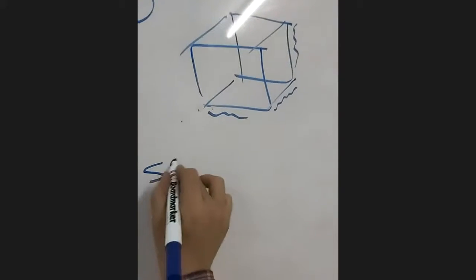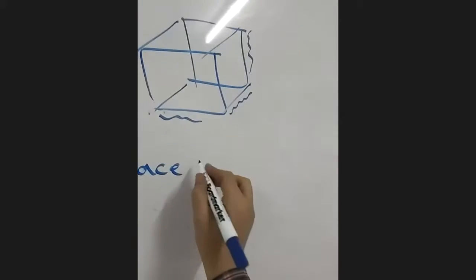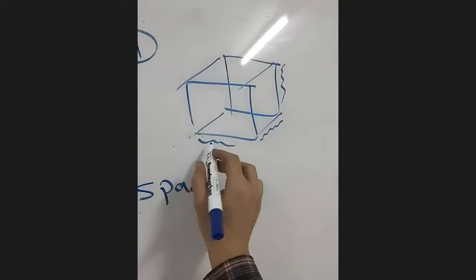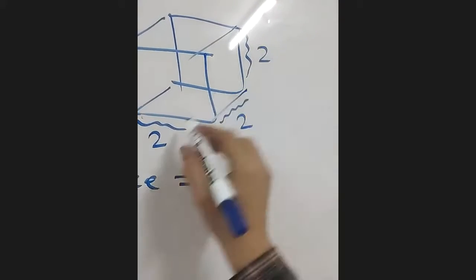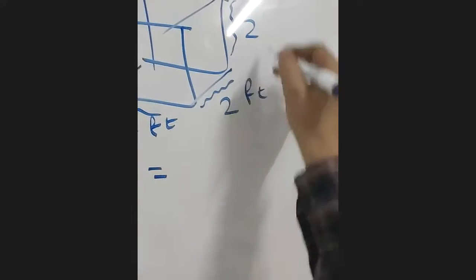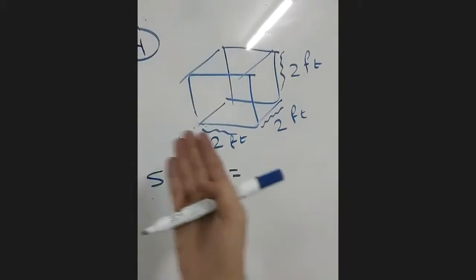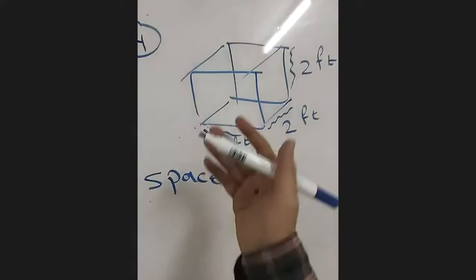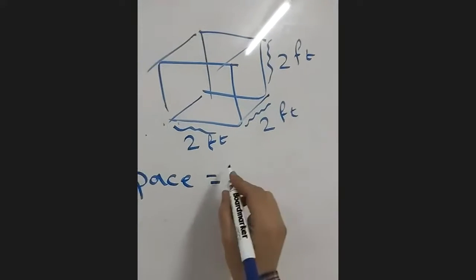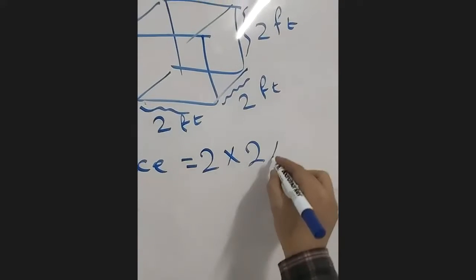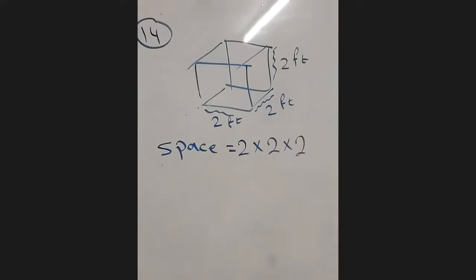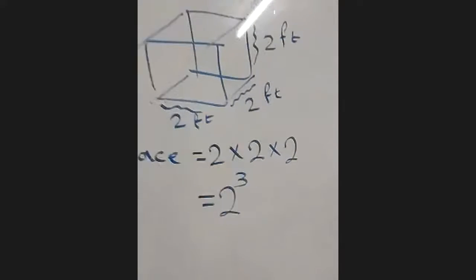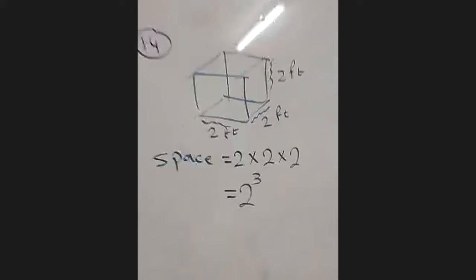To calculate the space inside this box, we multiply length by width by height. Now in the question they write here 2 feet. 2 feet the length, 2 feet the width, 2 feet the height. So it is 2 multiply 2 multiply 2. In exponents, it is 2 to the power 3.